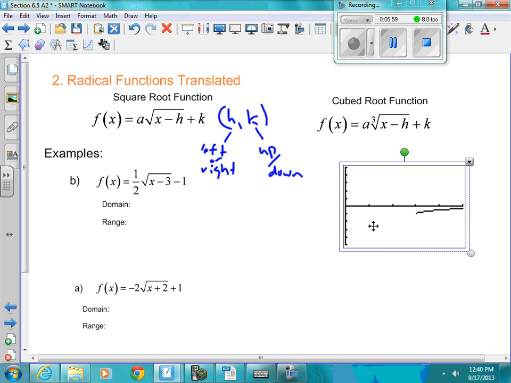So that's the graph of it. We can find X, Y values for that, but the domain and range. How do we find the domain? Well, the domain is going to come from what's underneath the square root sign.